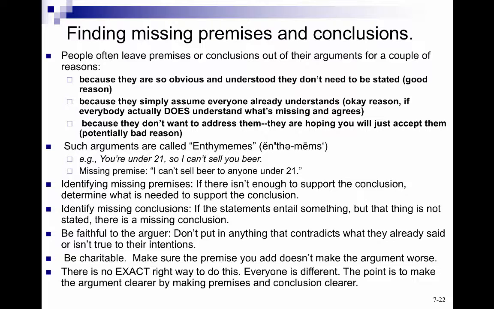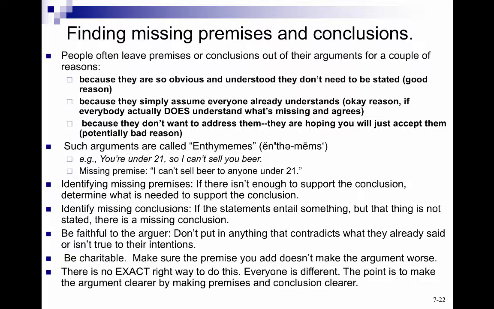Here's an argument with an enthymeme, probably said to a teenager by a store clerk. You're under 21, so I can't sell you beer. There's an unstated premise here. I can't sell beer to anyone under 21. Why doesn't the store clerk say that? Well, it's obvious. When you're looking for enthymemes, what you need to do is identify if there are any missing premises. If there isn't enough to support the conclusion, how did they get from the premises that are stated to the conclusion? Well, determine what's needed to support the conclusion, and then that would be the enthymeme.